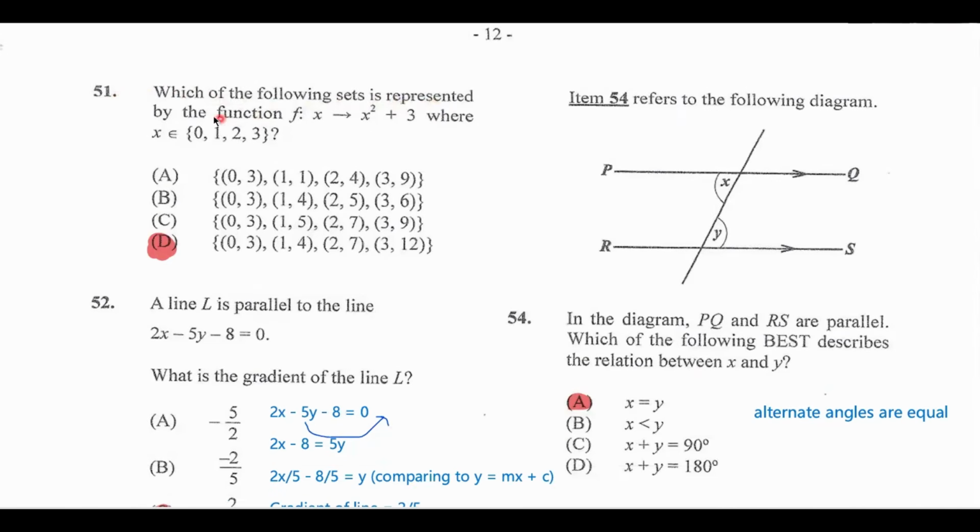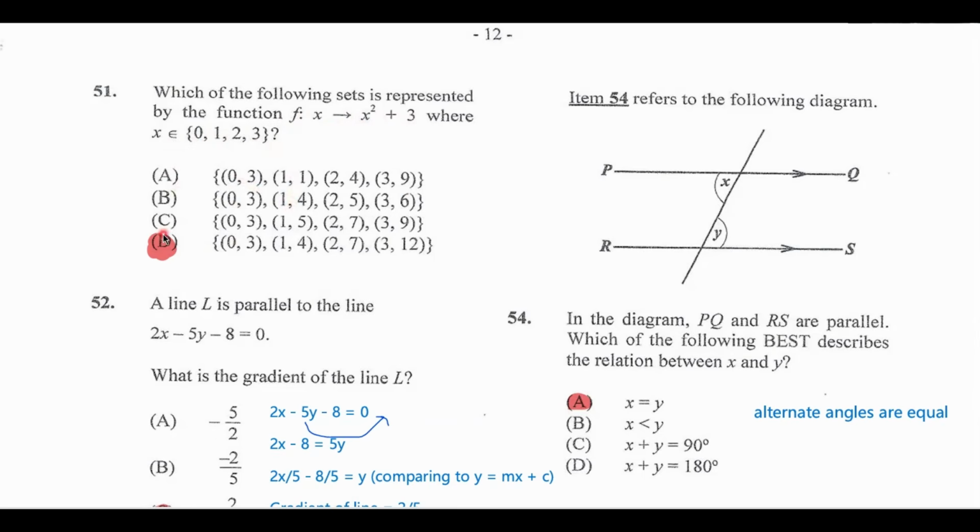51, which of the following sets is represented by the function f of x equals x squared plus 3, where x is a member of the values 0, 1, 2, 3. When x is 0, you plug it in. 0 squared plus 3 is 3. So your first coordinate will be 0 and 3. All of them have that. When x is 1, it'll be what? 1 squared is 1, 1 add 3 is 4. So it's 1 comma 4.